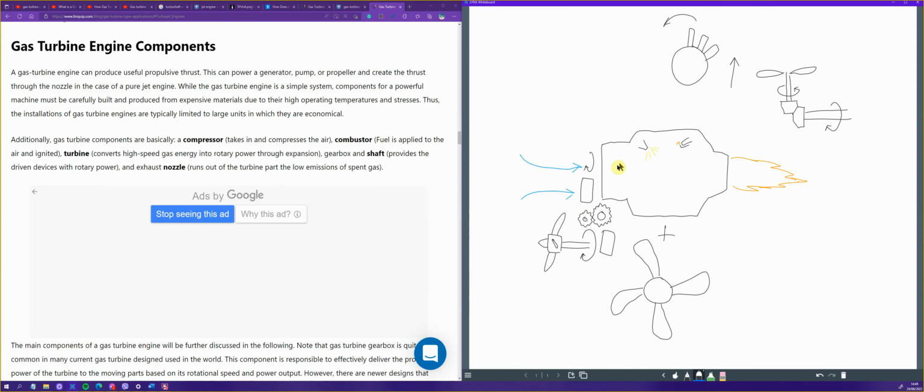Ito may shaft yan. May shaft yan dito. Ay, ayusin natin yung pagkakadrawing. May shaft yan. Ay, huwag natin dito lagay yung shaft.